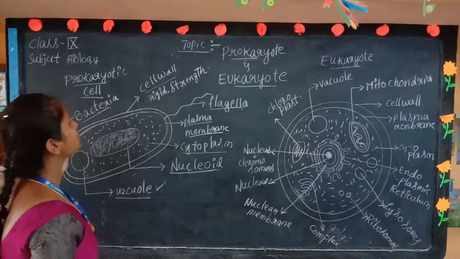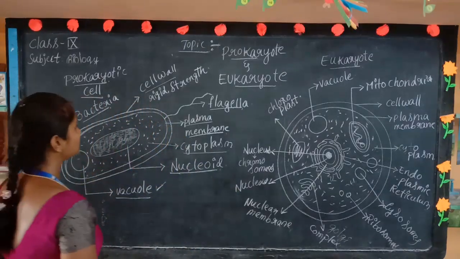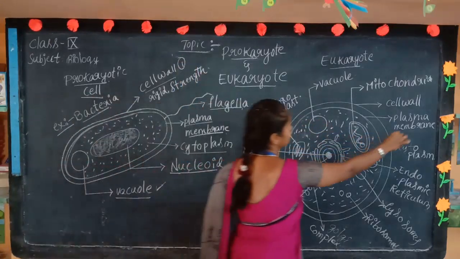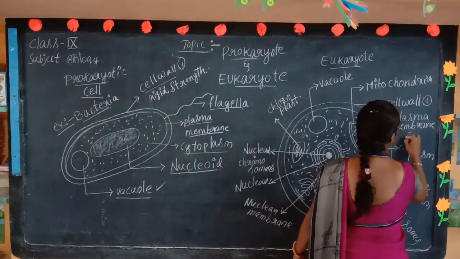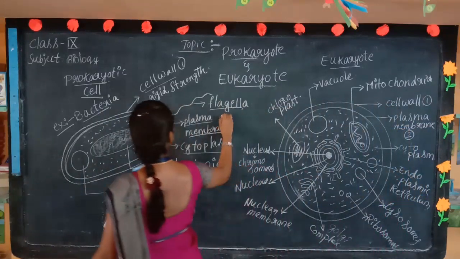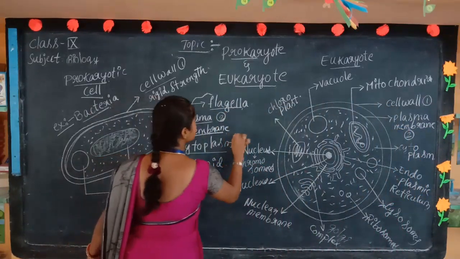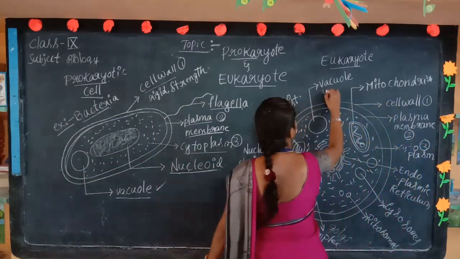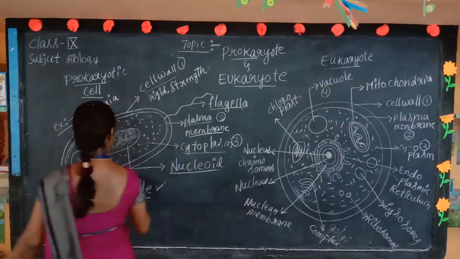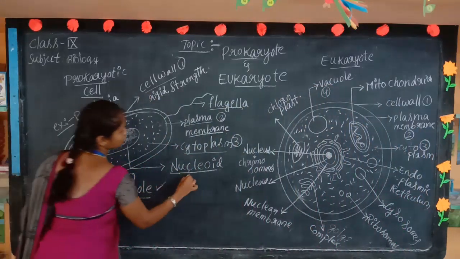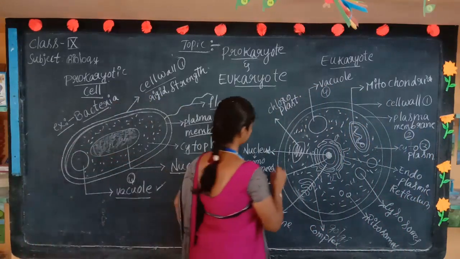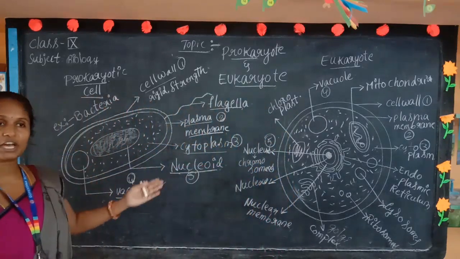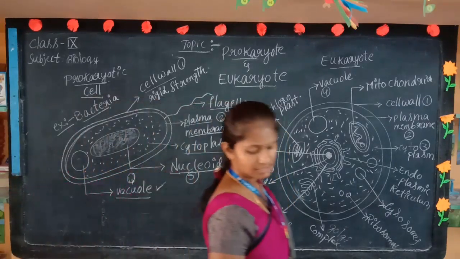Yes, and the common cell organelles are there. What are they? Cell wall one, here also cell wall. Plasma membrane and plasma membrane. Cytoplasm three, cytoplasm three. Vacuole four, and the common thing is the nucleus. These five cell organelles are the same for both prokaryotic and eukaryotic cells.